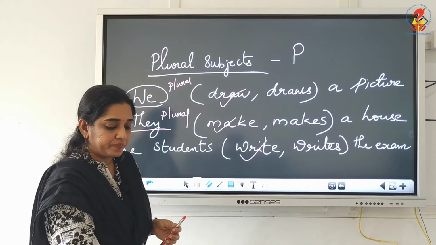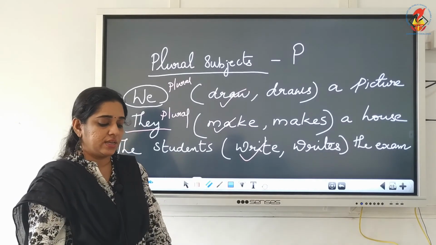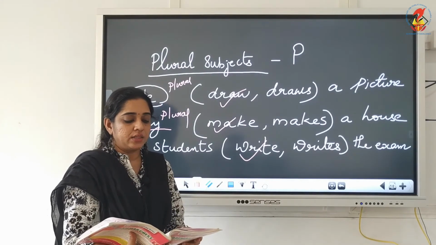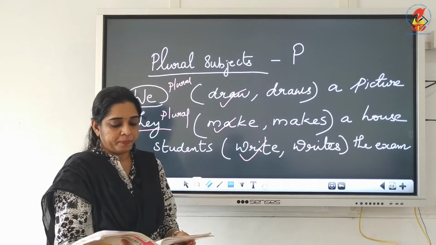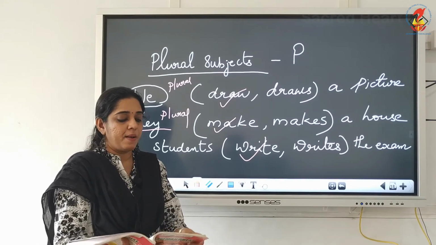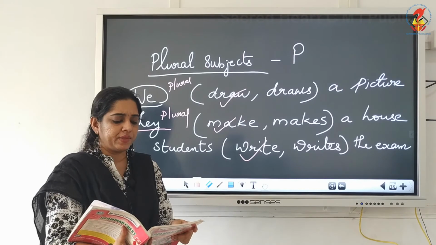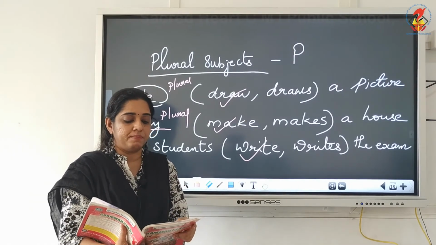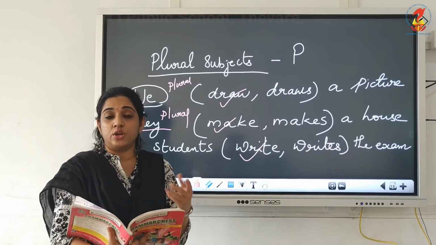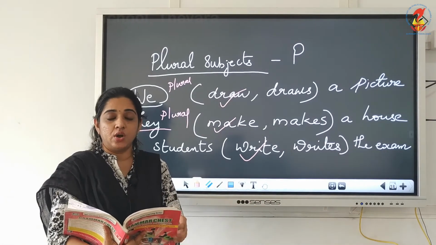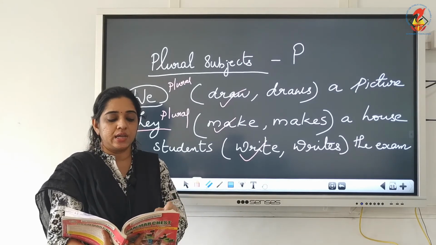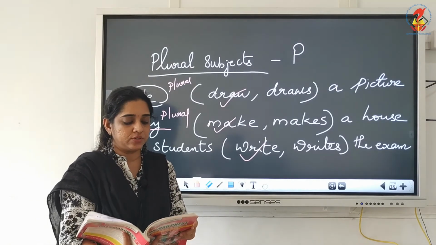Now exercise C. Rewrite these sentences by using the subjects given in the bracket and change the form of the verbs accordingly. Make other changes also if required. So the subject is already given: I. Is it helps or help? Which one will come? I help the poor people. Because I, though it is considered as singular, you have to use the rules of plural. I go to church or I go to temple. You don't say I goes, is it? So there, I help, the original form of the verb should be used.